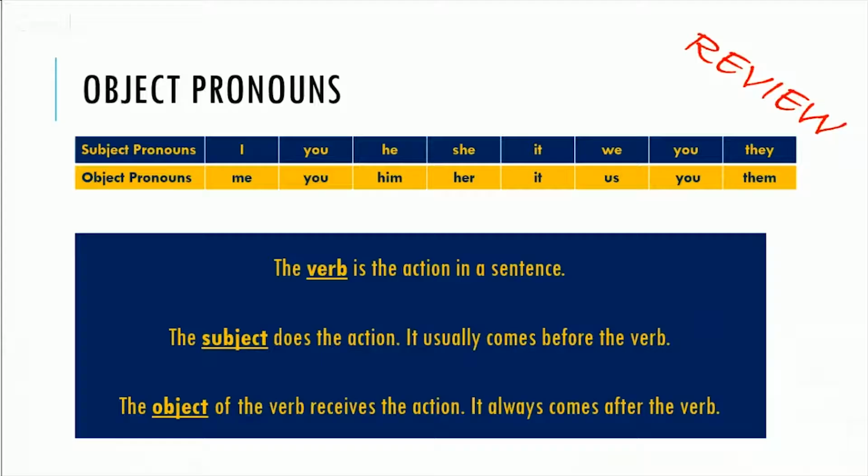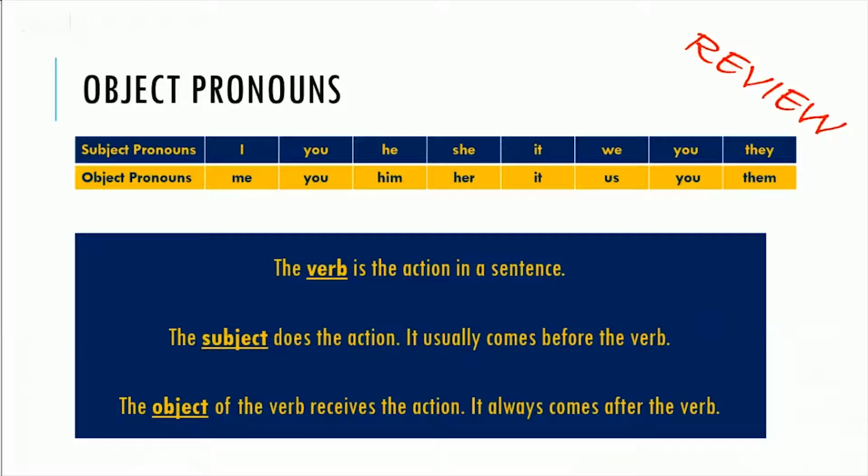I wanna do a review. So if you know, write this down. If not, we will have the video to you very soon. But last week's lesson, we dealt with subject pronouns and with object pronouns. The subject pronouns are on top, and they are I, you, he, she, it, we, you, and they. The object pronouns are on the bottom. Me, you, him, her, it, us, you, and them.